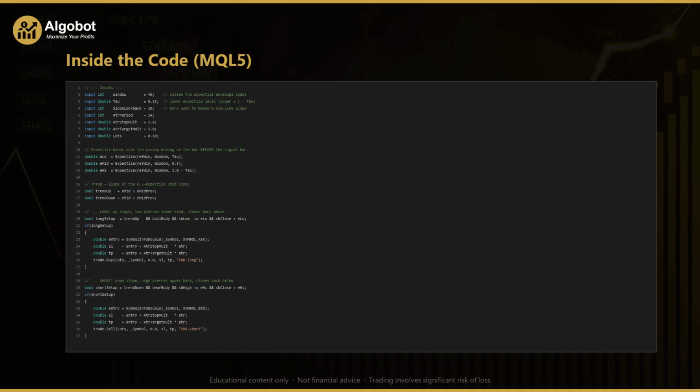The short block is the mirror image. It's true when the trend is down. The candle has a bearish body. Its high is at or above the upper expectile, and its close is back below it. The entry is the bid, the stop sits above it, the target below it, and trade.sell sends the order. Clean, symmetric, and fully rules-based.